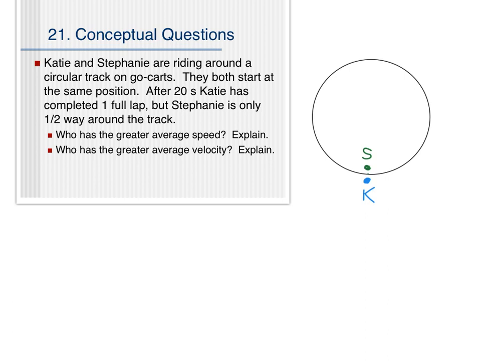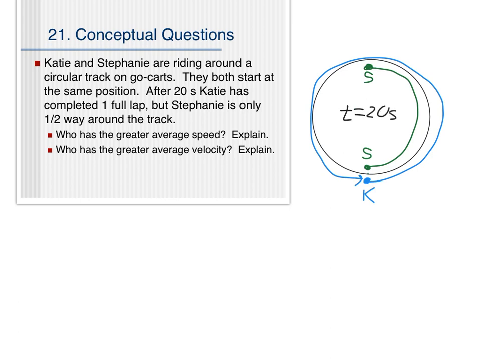For this next one, we have Katie and Stephanie riding around a circular track on go-karts. They both start at the same position, which we're going to say is right here. After 20 seconds, Katie is going to complete 1 full lap around the track here, all the way around, while Stephanie has only completed a halfway lap around the track. So that's where Stephanie ends up at a time of 20 seconds. And so the question is going to be who has the greater average speed and who has the greater average velocity. Let's start with the first one.